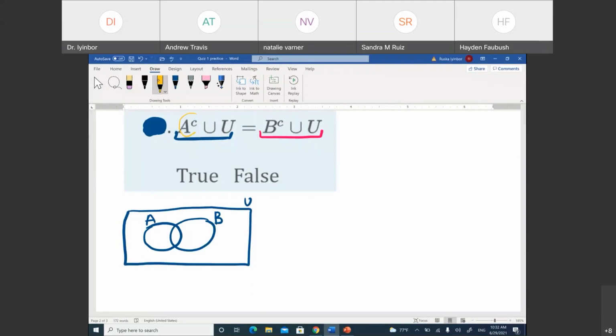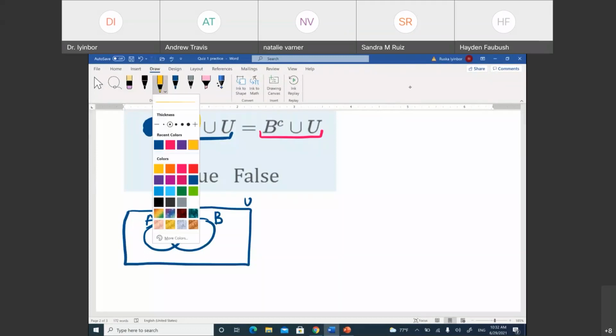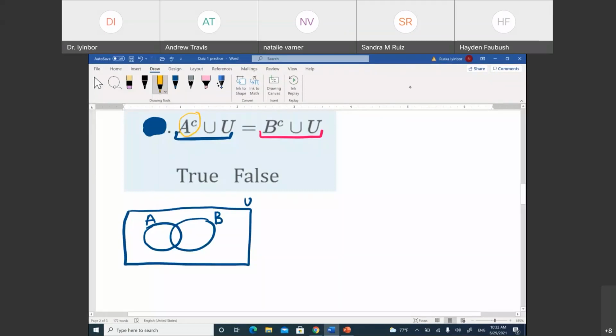What is A complement? The complement of A means outside of A. So that shades everything outside of A, outside of the circle A. The yellow shaded area is the area outside of the circle A. So everything outside of this circle.